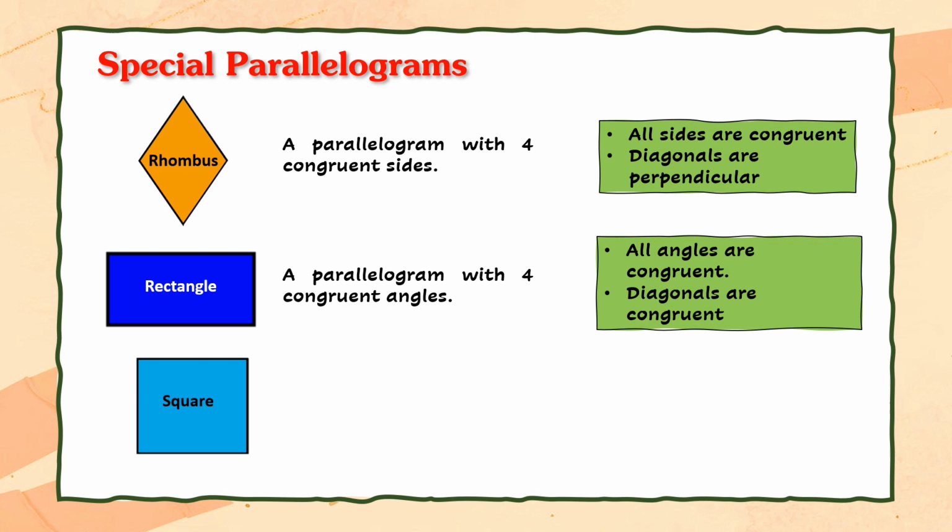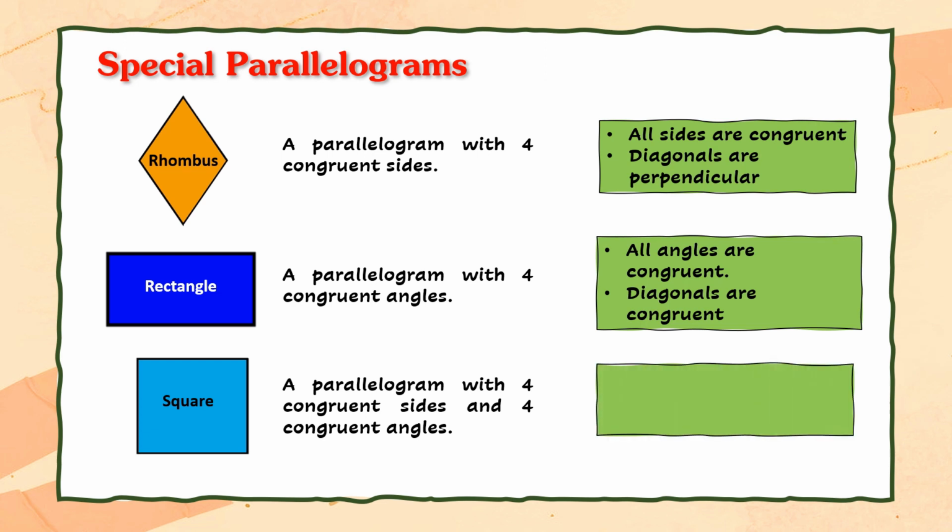The last is the square. A square is a parallelogram with four congruent sides and four congruent angles. The properties of a square are the same as the properties of the rhombus and the rectangle, which means that the square has four congruent sides and four congruent angles. Also, the diagonals are congruent and the diagonals are perpendicular.